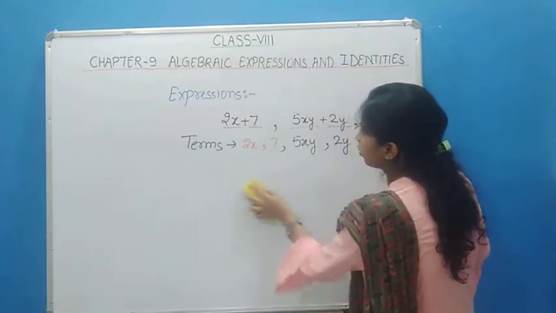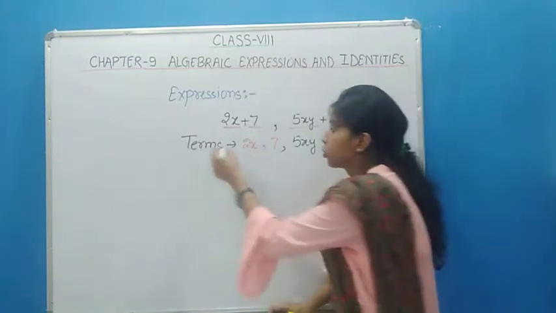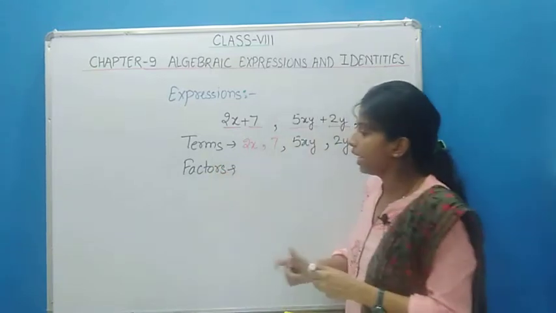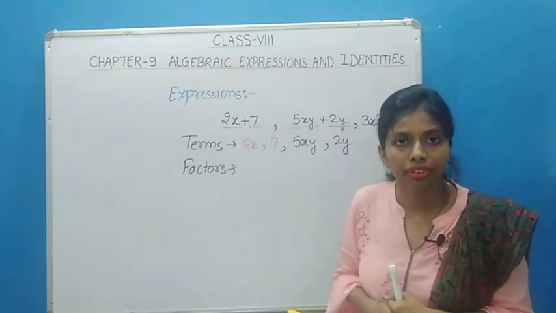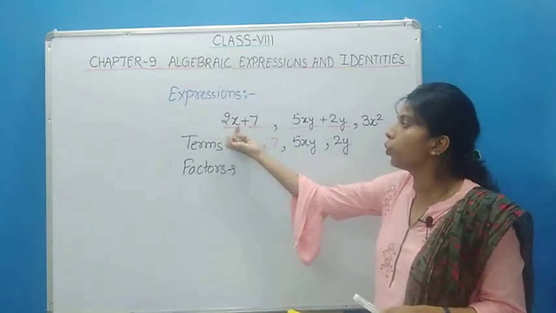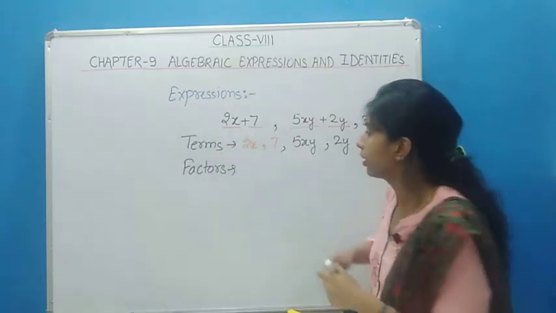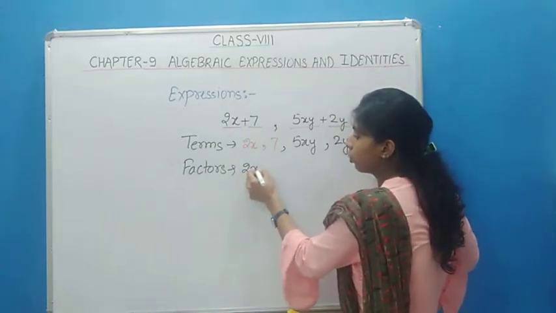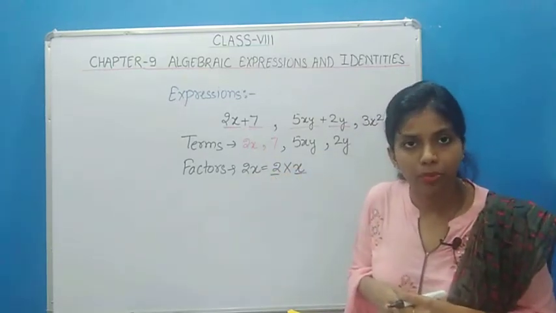Now the second point we have to discuss in an expression is factors. What are factors? Any term in an expression is made by the product of some factors. Like if I take the example of this expression, the first term 2x is made by the product of the factors 2 and x. So we can write this first term 2x as 2 into x. These are the factors of the term 2x.